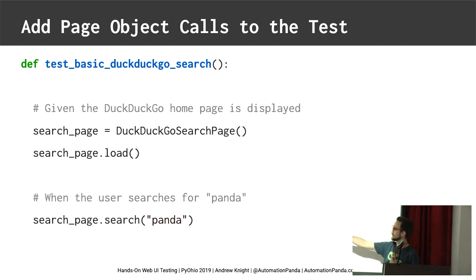For my when step, when the user searches for panda, search page.search for whatever my phrase is. Here I'm hard coding it. That's okay because it's the test variation. It's just the input for this particular test, the search phrase that I want to use.